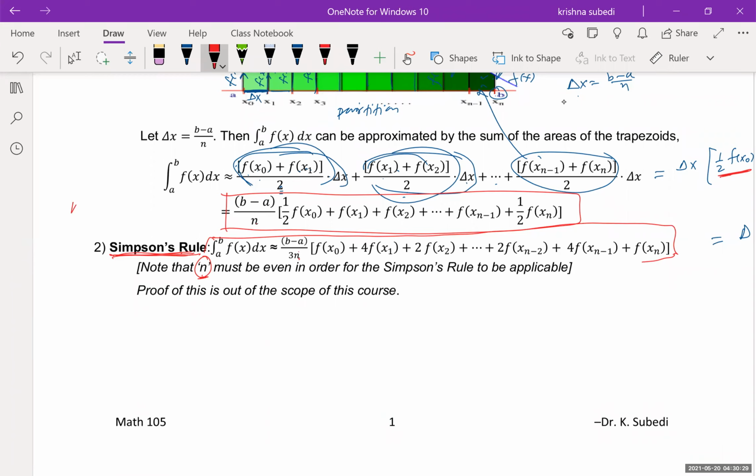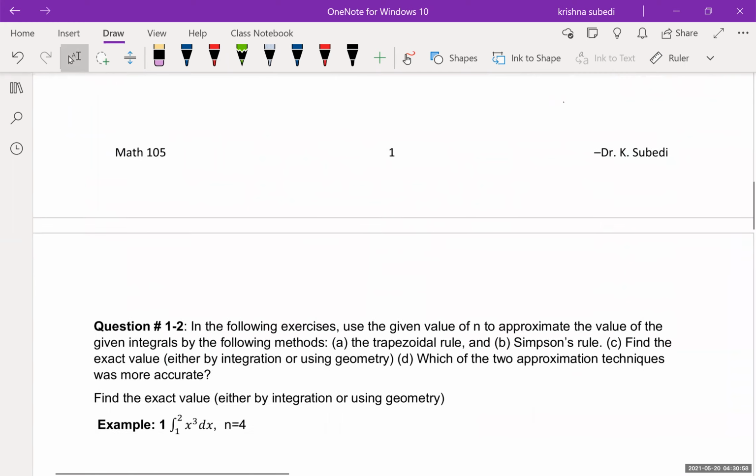For example, if n equals 5, we can use the trapezoid rule. We can use the left endpoint, right endpoint, midpoint, but we cannot use Simpson's rule, because this is an odd number. But if n is, let's say, 4, which is an even number, we can use Simpson's rule, the trapezoid rule, left endpoint, right endpoint, midpoint, all of these rules. So keep that in mind.